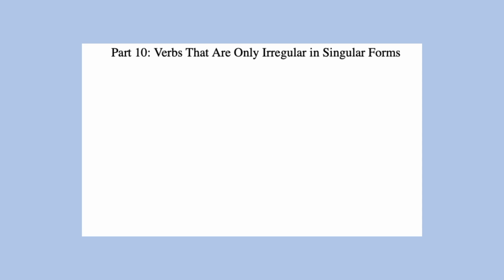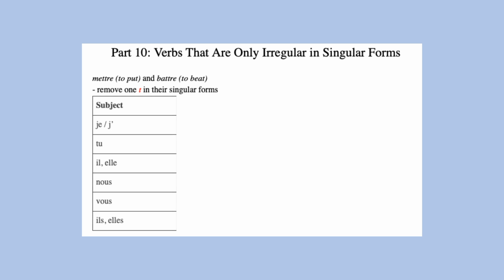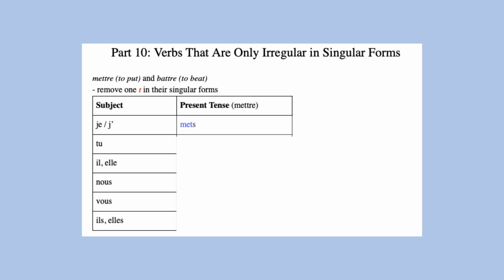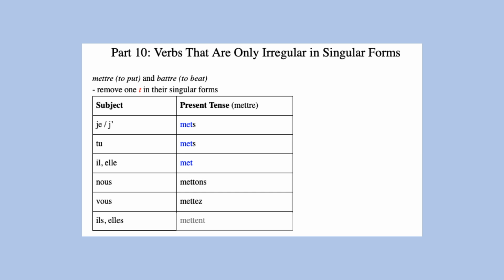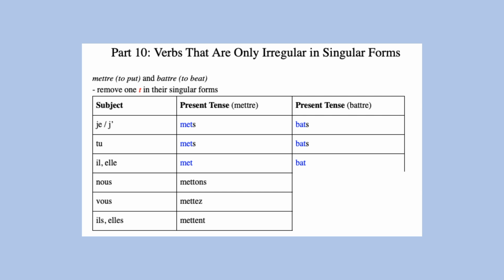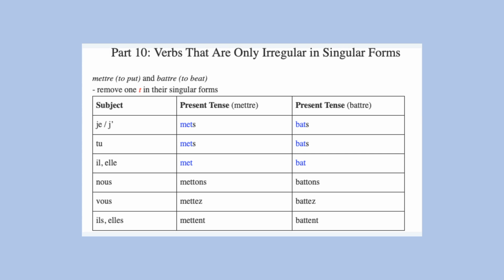Some verbs are only irregular in the singular present tense forms. The verbs mettre and battre remove one t in their singular present tense forms. Mettre: mets, mets, met, mettons, mettez, mettent. Battre: bats, bats, bat, battons, battez, battent.